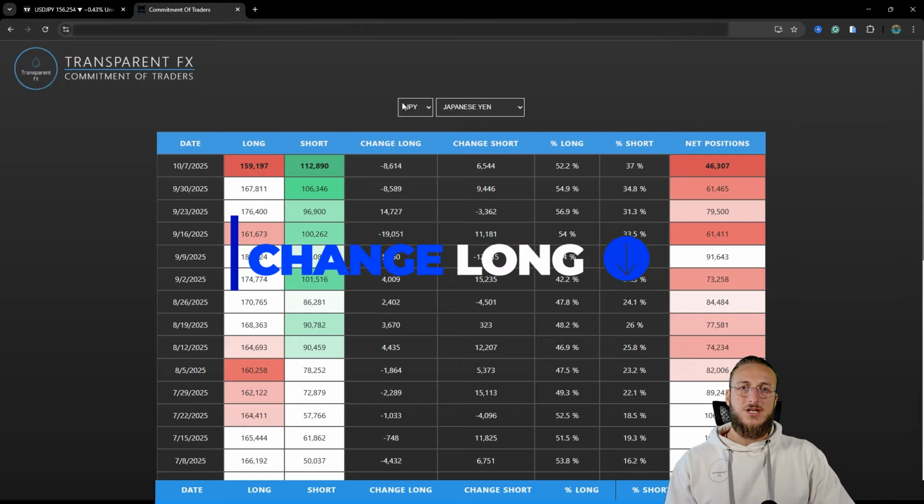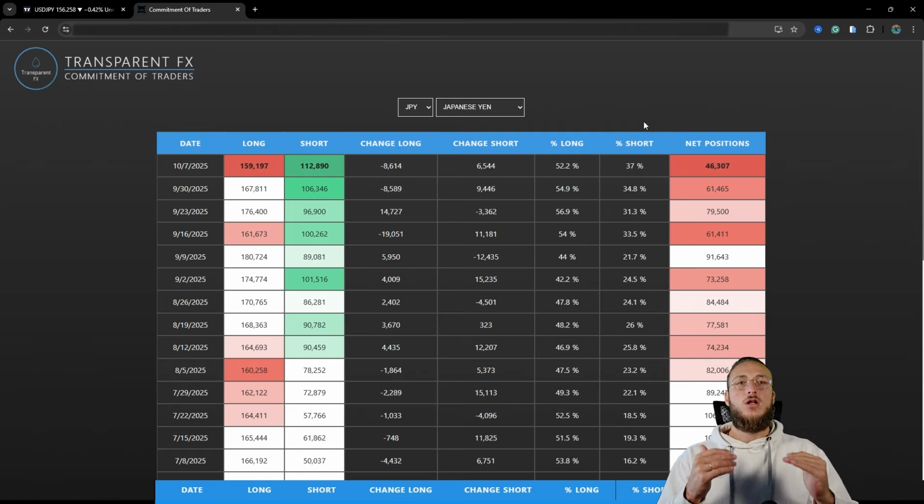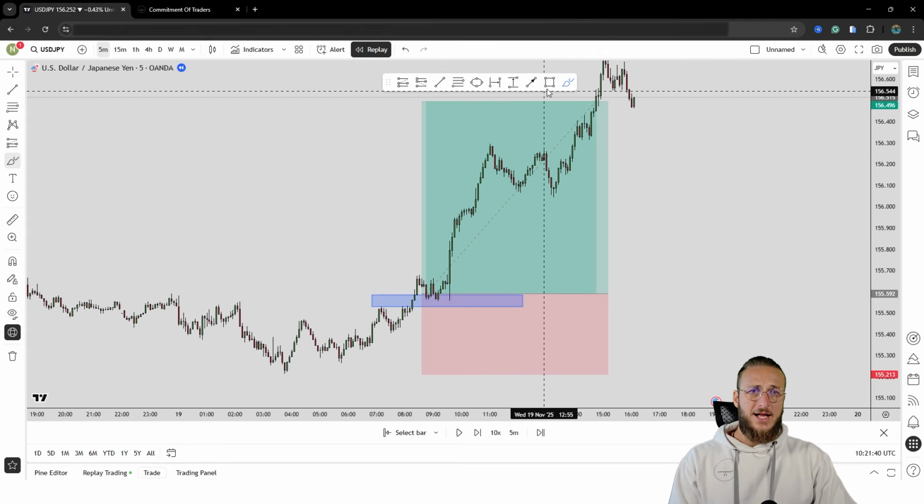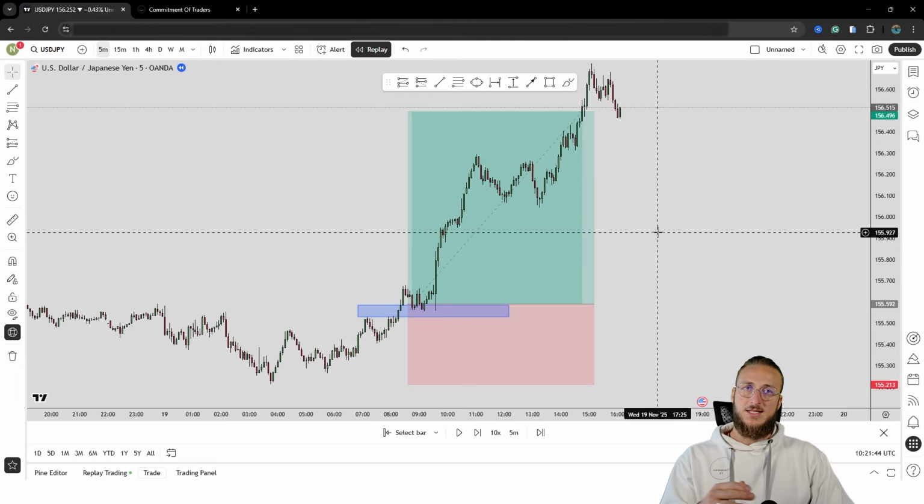Now, if institutions are shorting the JPY like they were doing with this decrease of the net positions, they are longing USD JPY, because if institutions short the JPY, it means they're longing USD JPY, because all currencies on the spot are traded against the USD. So institutions were aggressively longing USD JPY, which added confluence to this nice big push to the upside. Let's move to the next setup.